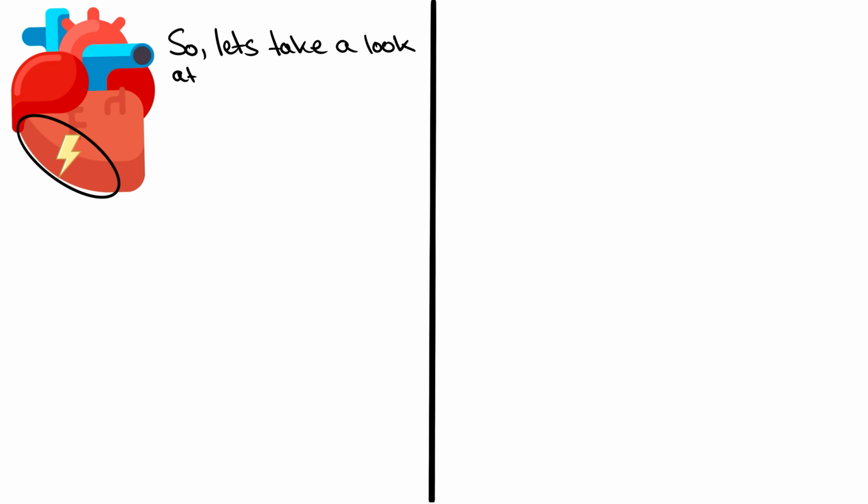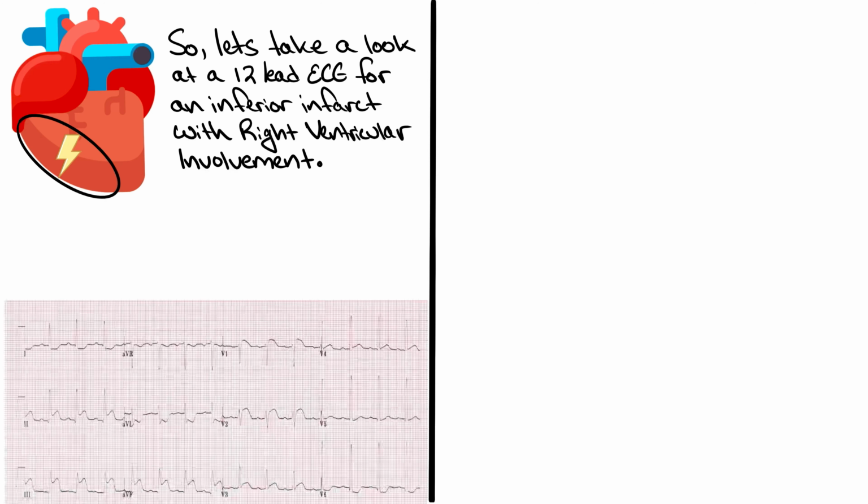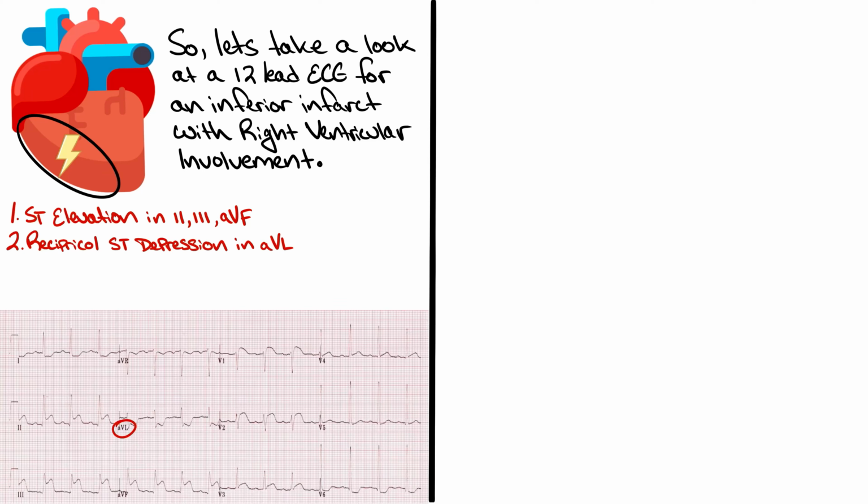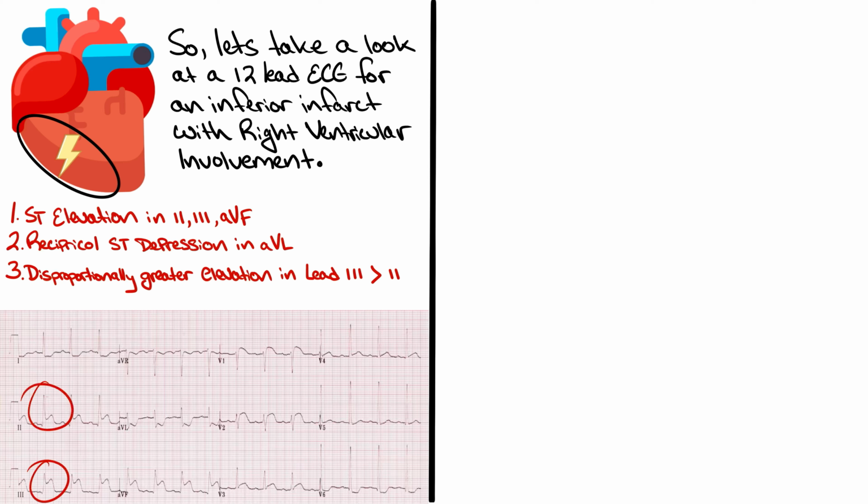So let's take a look at a 12-lead ECG for an inferior infarct with right ventricular involvement. First, we need to confirm that it is an inferior infarct by looking at leads 2, 3, and AVF. As you can see, there is significant elevation in all three of those leads. You can also find reciprocal ST depression in lead AVL. Now let's take a look at how this ECG hints at right side involvement. The first indicator is that we have disproportionately greater ST elevation in lead 3 as compared to the elevation we see in lead 2. We can also see that we have ST elevation in lead V1.